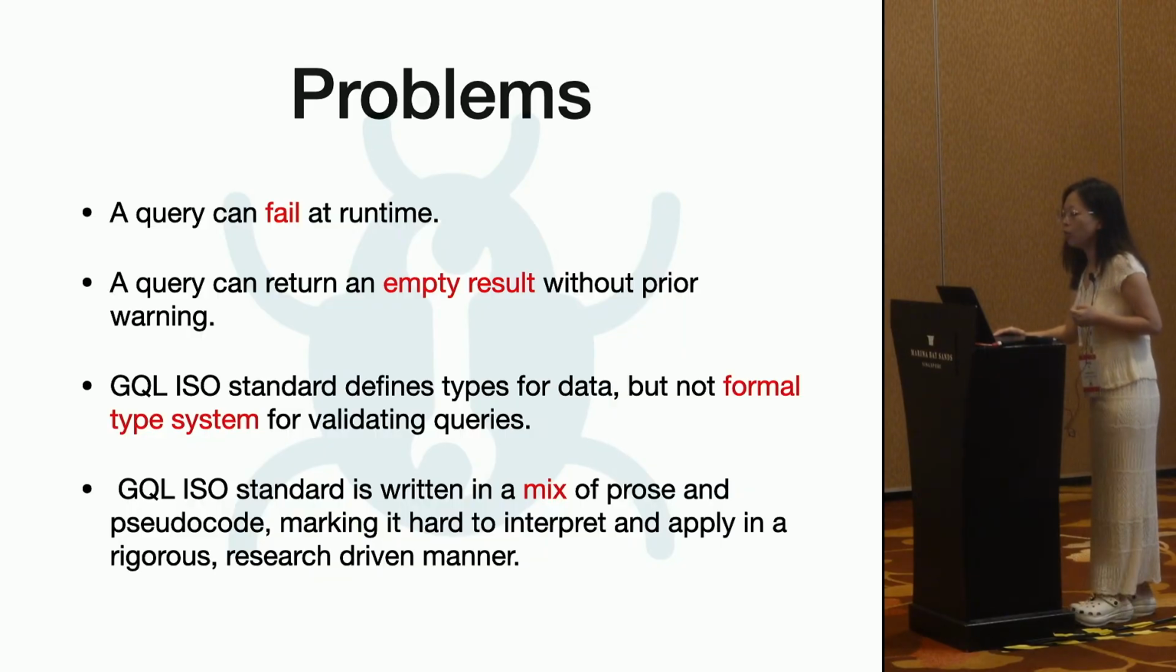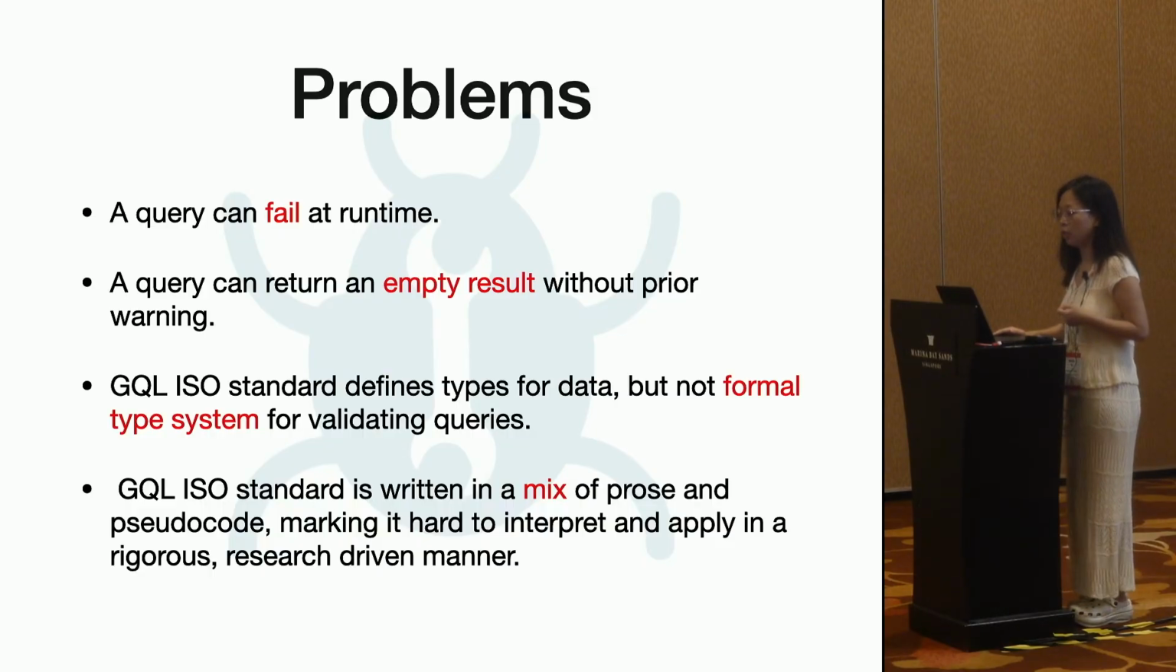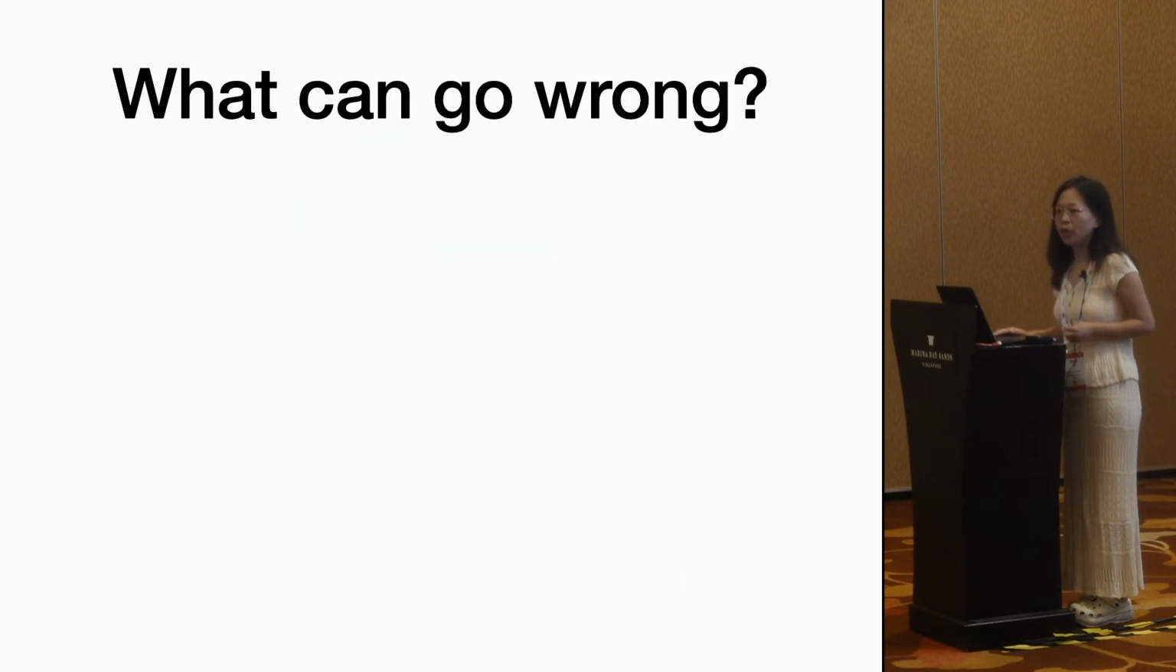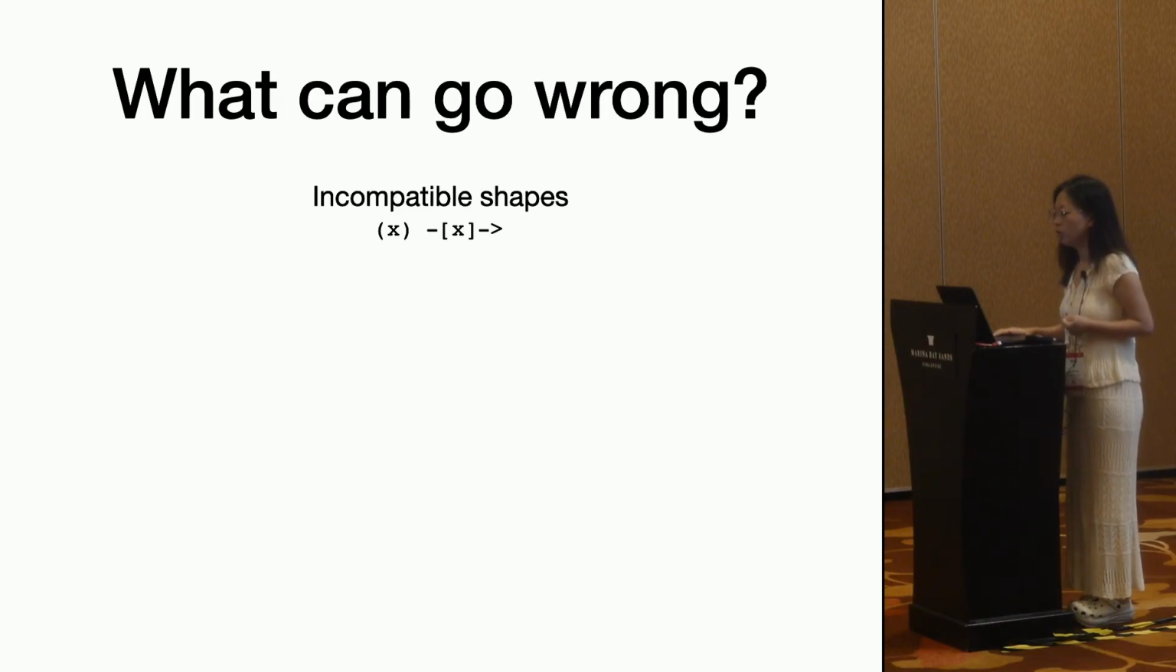And the GQL ISO standard defines types for data. It lacks a formal type system for validating queries. Also, the GQL ISO standard is written in a mix of prose and pseudocode, making it difficult to interpret, so it requires a formalization. Now, let's look at some examples to know exactly how a query can go wrong.